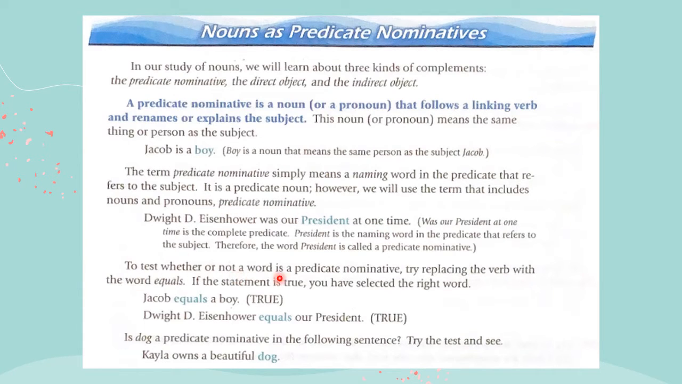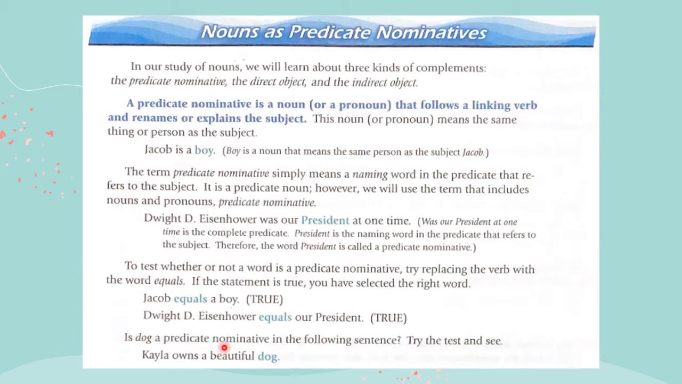To test whether or not a word is a predicate nominative, try replacing the verb with the word equals. If the statement is true, you have selected the right word. So for our first example, Jacob equals a boy. True, he equals a boy. He's the same as a boy. Dwight D. Eisenhower equals our president. Again, true, that's who he is, that he is the same as president. So we know that is the right word.